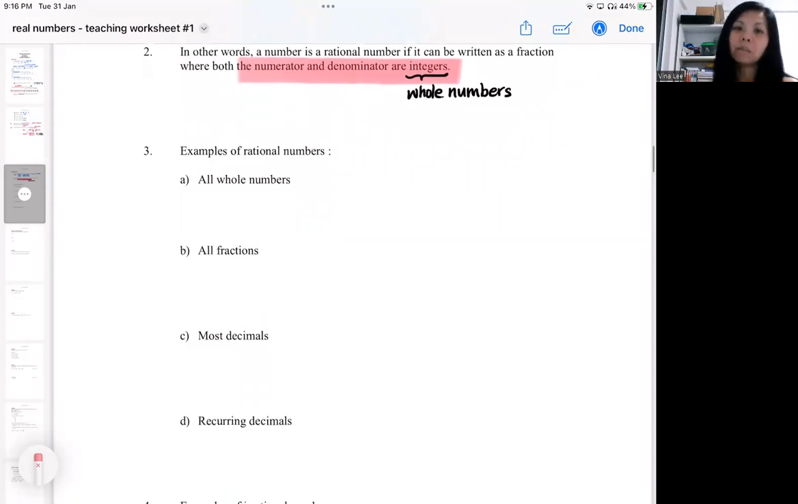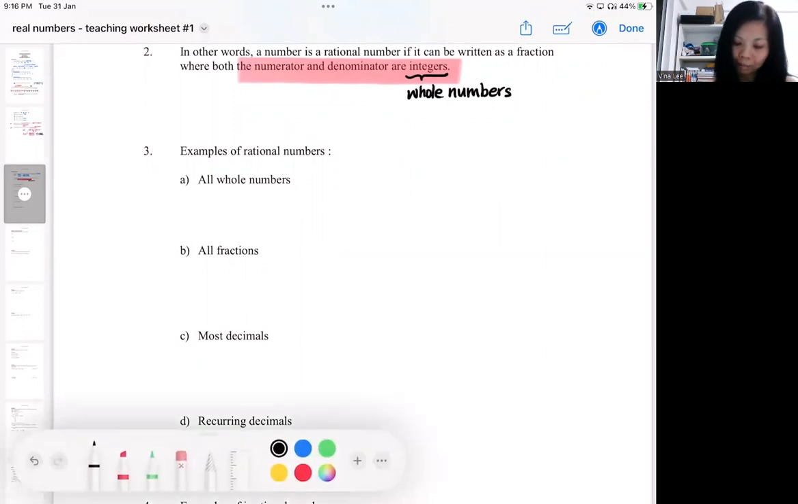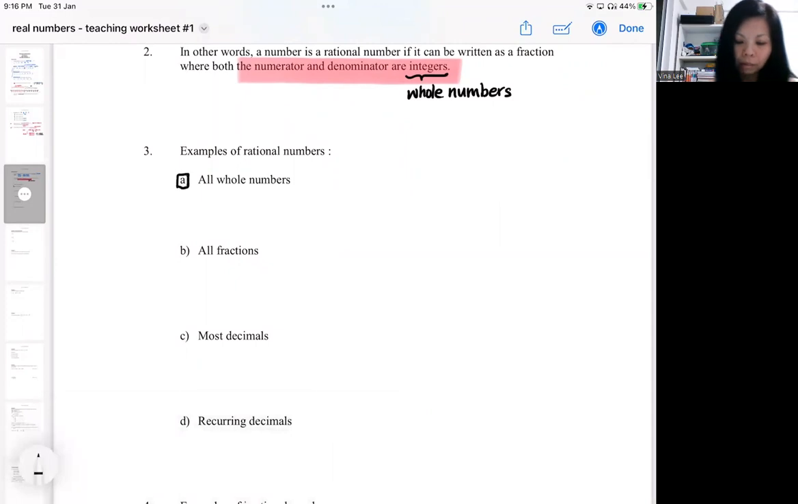So rational numbers must be whole number over whole number. So what are considered rational? Every whole number, any whole number will be considered rational. I will give you an example. Why is that so? You think of any whole number like 10, it is actually 10 over 1. So there is an invisible denominator. And if you look, this is a whole number, and this is also a whole number.